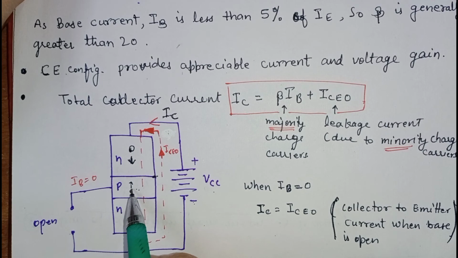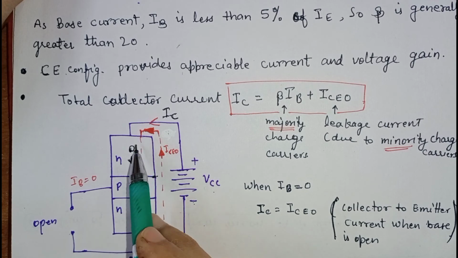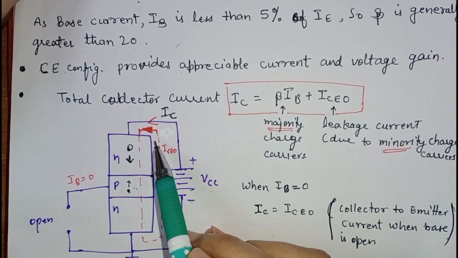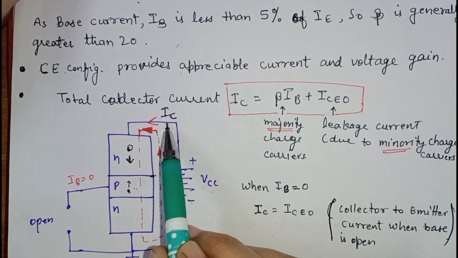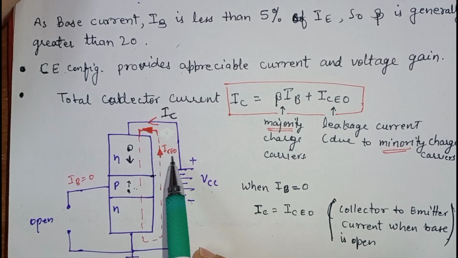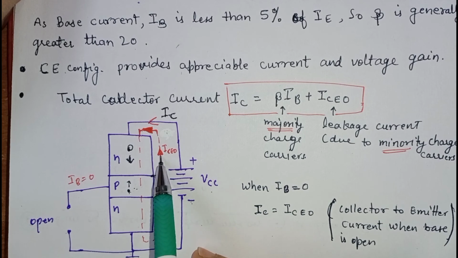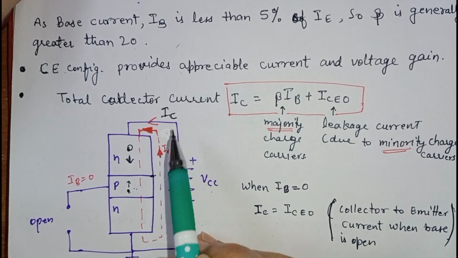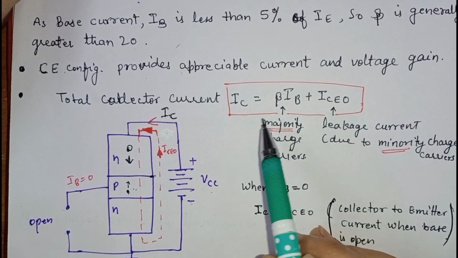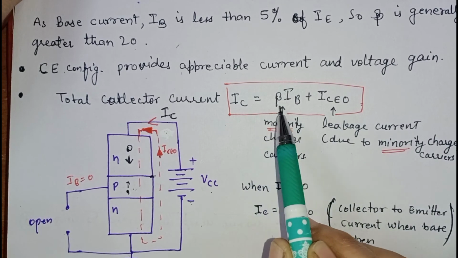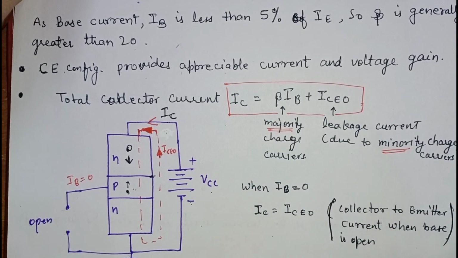The direction of the current is always opposite to the direction of the flow of electrons. So the electron is flowing in this direction, the current will flow in this direction. So the direction of the current is the same as that of the current due to majority charge carriers. So this current ICEO, means current due to minority charge carriers, will be added to this current. So the total current equation becomes IC equals beta IB plus ICEO.